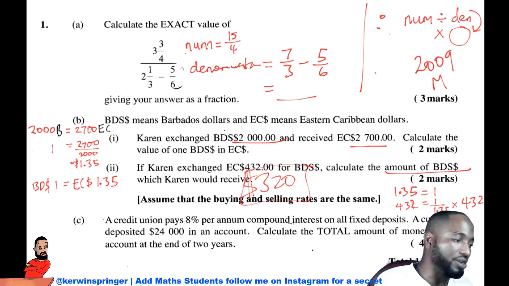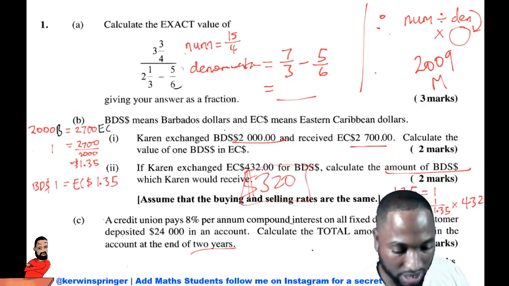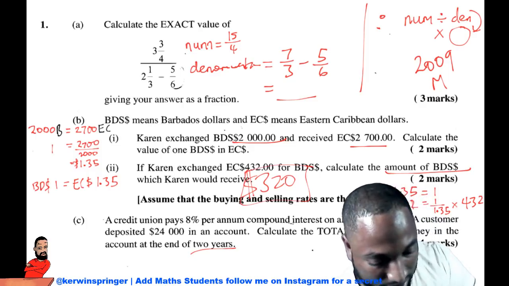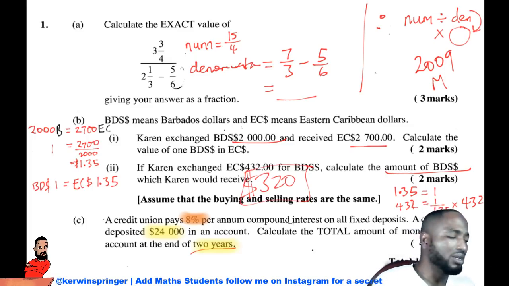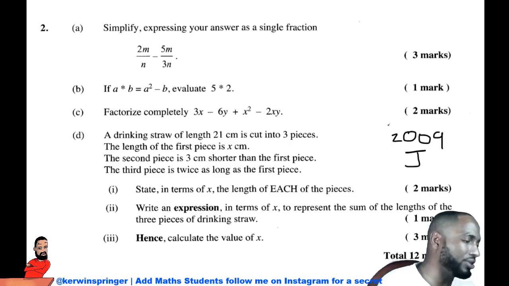Next part, the credit union. So there's a little compound interest, and you have to do it for 2 years. A credit union pays 8% per annum compound interest and our fixed deposit is $2,400, so that's the principal. Okay, let's write down some things. Let's highlight some things. This is the principal, this is the interest, and this is the amount of time. You can use the compound interest formula, but for CSEC, you don't need to go through that.